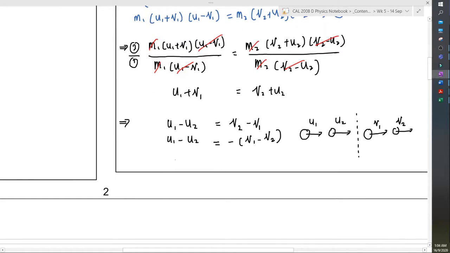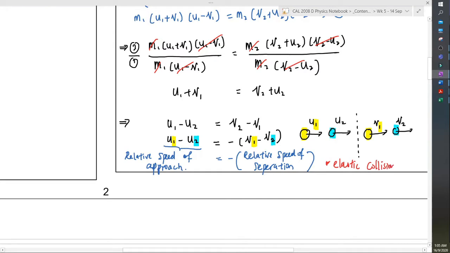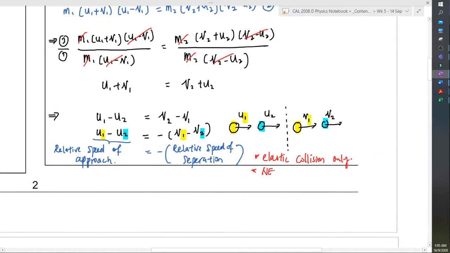I myself am easily confused as a human being. I would like everything to be standardized, so everything is traveling to the right. So whenever you minus two velocities, this is called the relative speed of approach, because u1 is approaching u2, and then this will be the negative relative speed of separation. So we start off with 1 relative to 2. That's why it's 1 minus 2. This is for elastic collision only. And if any of these balls decides to travel in the opposite direction, you're going to add a negative sign.